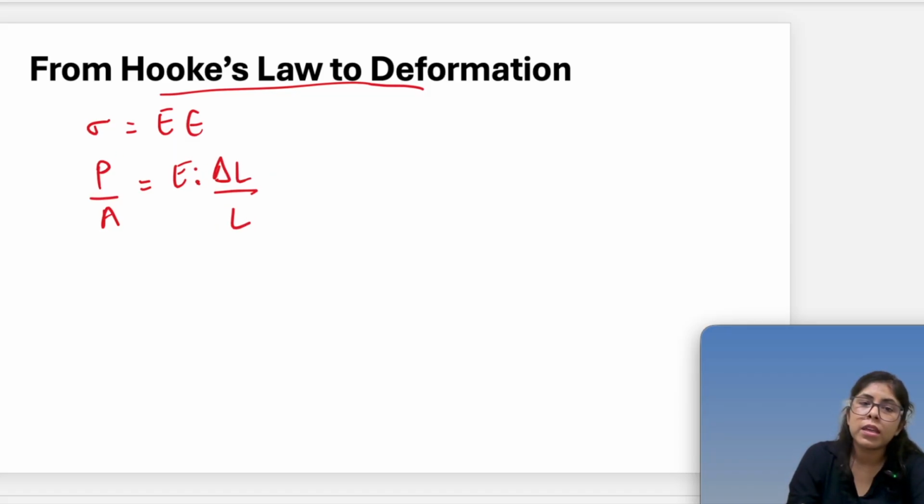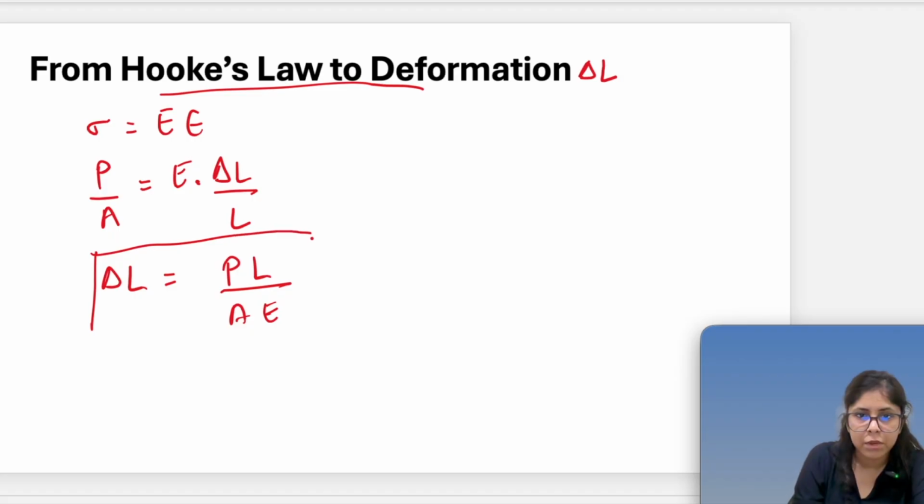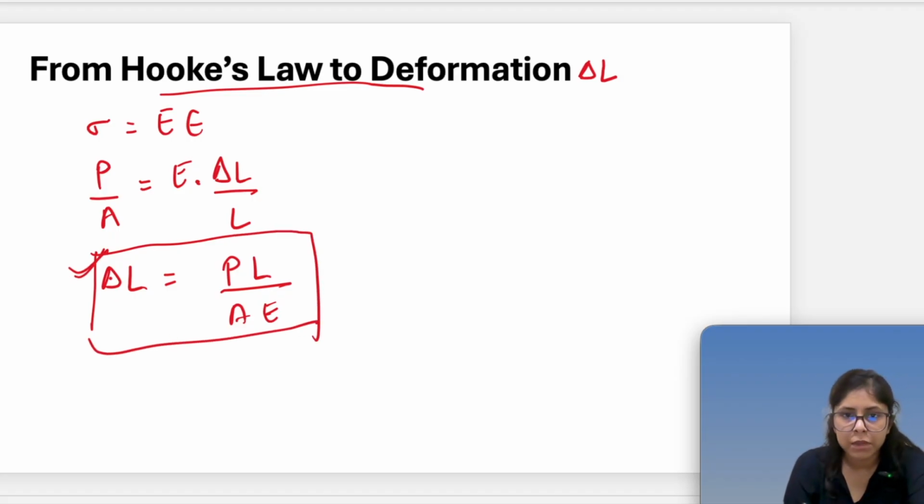Should I put everything in one place? Deformation is nothing but delta L, right? Change in length. So can I know that change in length is nothing but P into L upon A into E. So this is the deformation. So we calculated from Hooke's law what will be the deformation value.